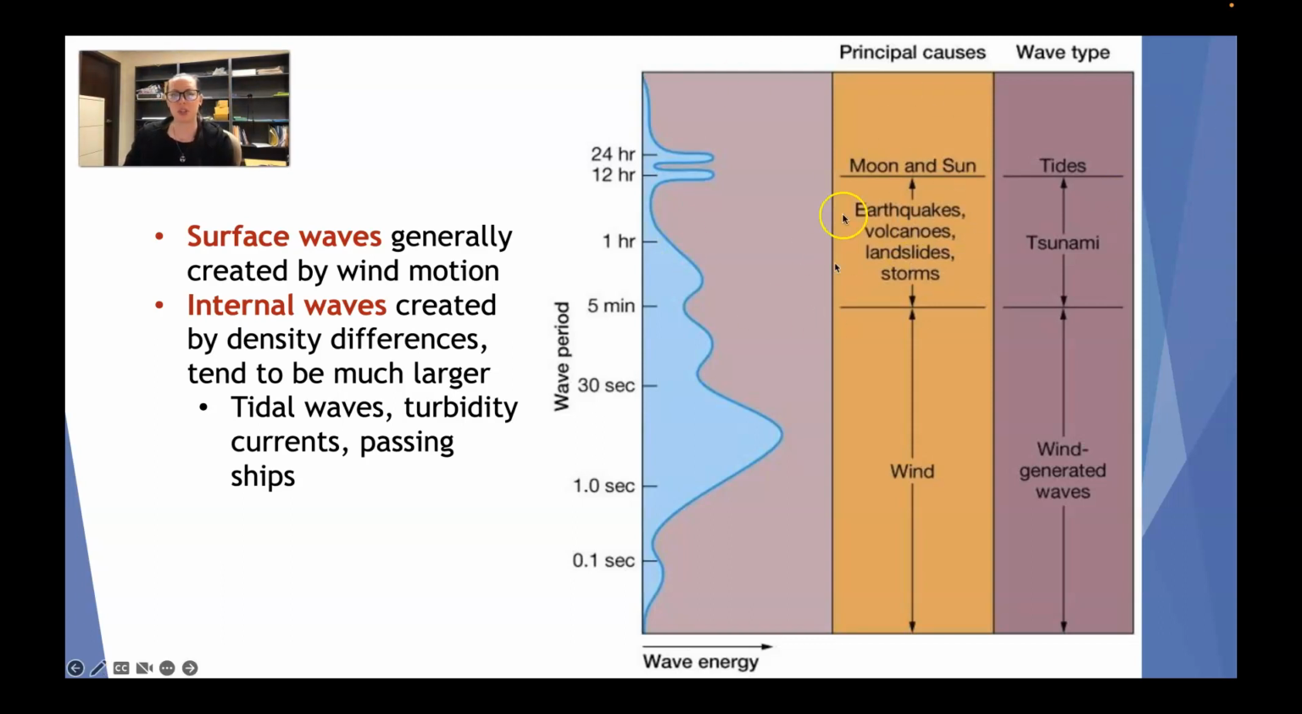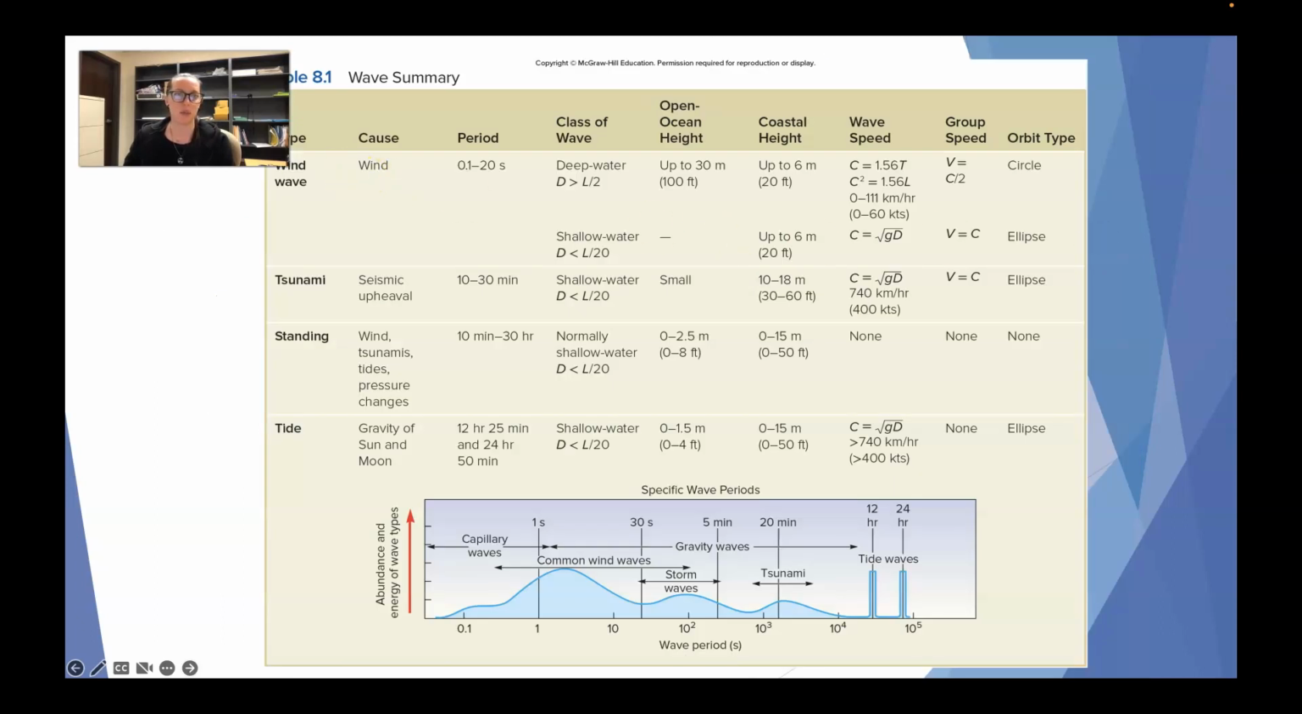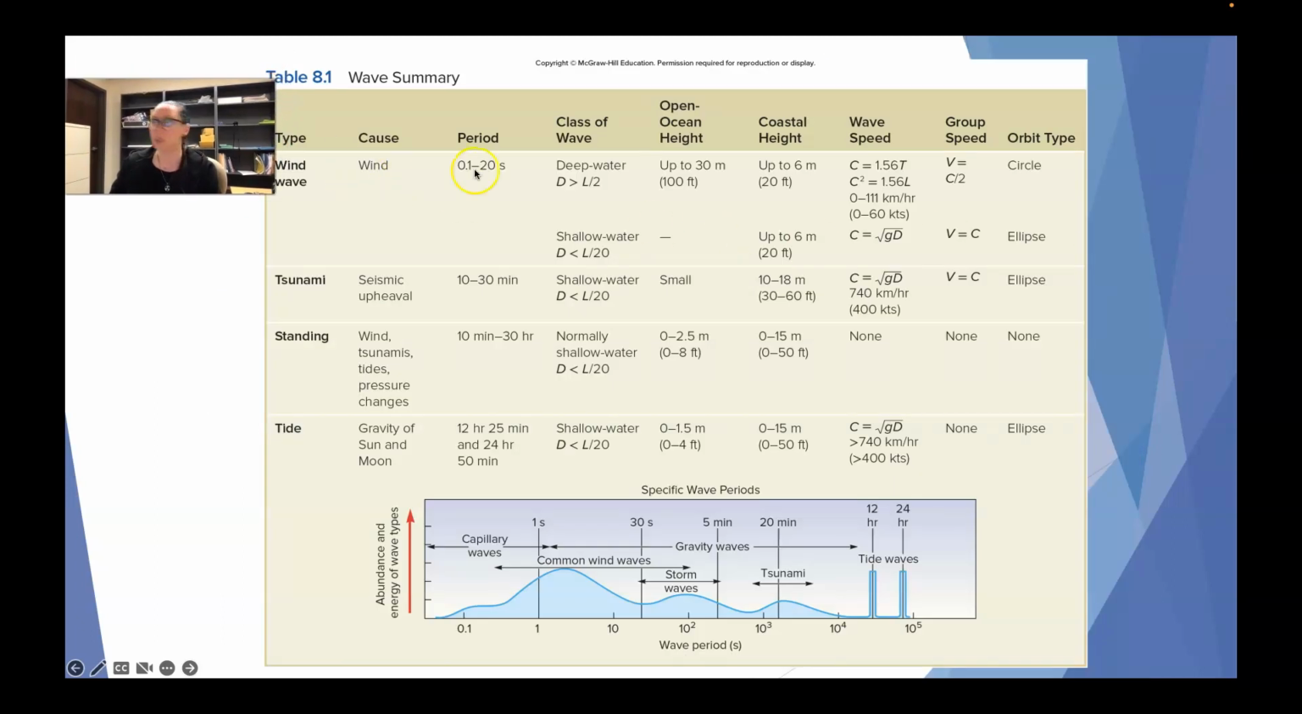So this image here on the right is from a different book that I used to use, and this is a table from your book. I just wanted to keep it in here so it looks a little bit familiar. It goes through the different types of waves, what causes them, what their wave period is, and various other things. This is kind of a little for your information, if you will.